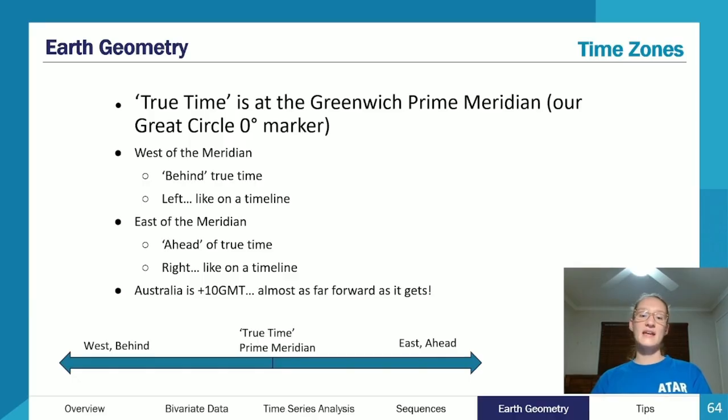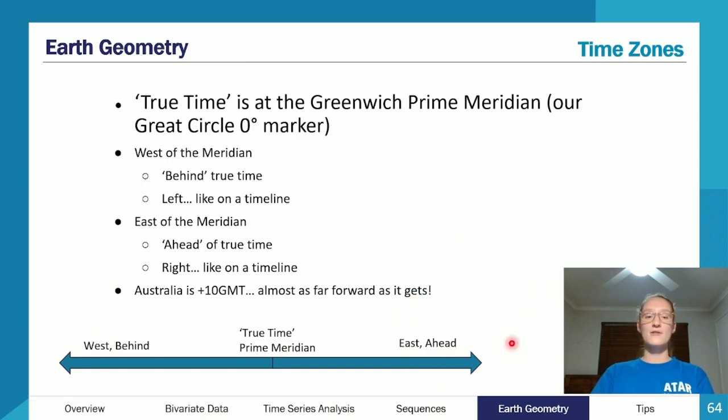The one point that I'll make here is true time is at the prime meridian. That's the real time. Because Australia is really far east, we're technically ahead of time. We're at about plus 10 GMT, like 10 hours ahead of true time. And that's because we're really far east.